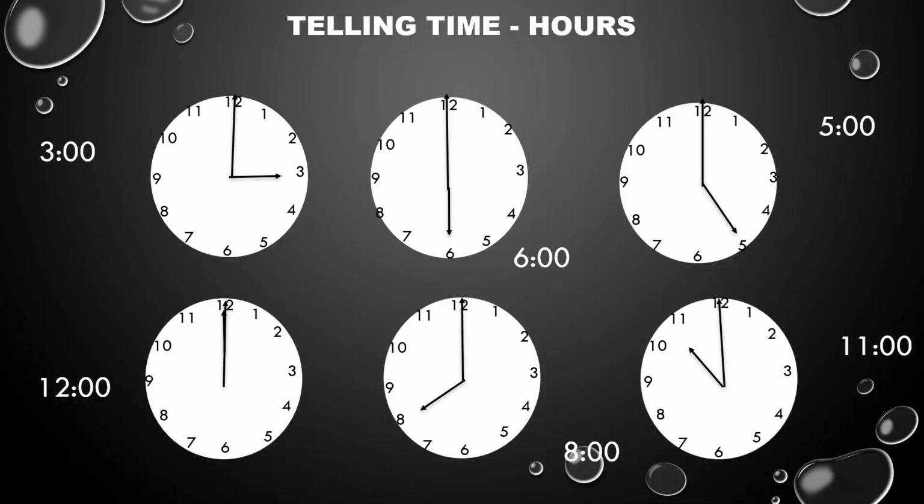Telling time. Hours. What time is this? 3 o'clock. What time is this? 6 o'clock. What time is this? 5 o'clock. What about this? 12 o'clock. This? 8 o'clock. And this? 11 o'clock. Good.